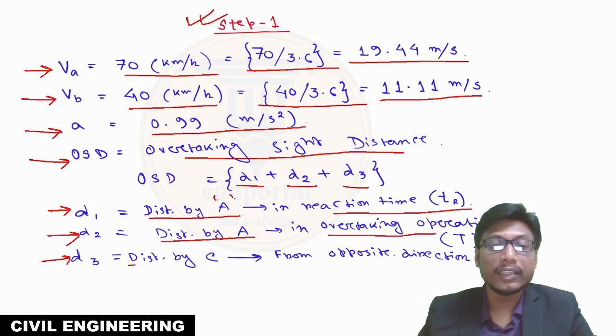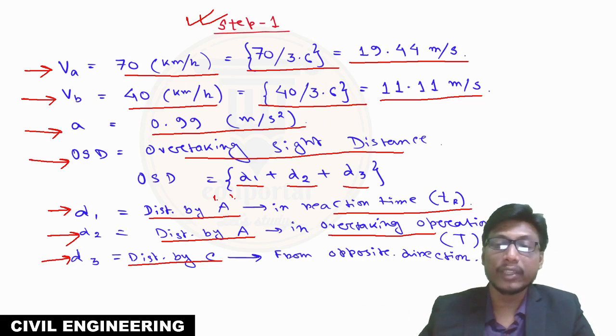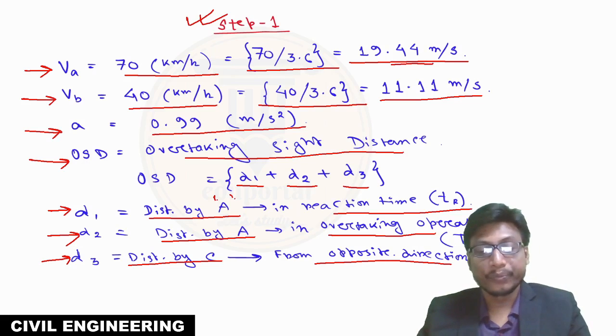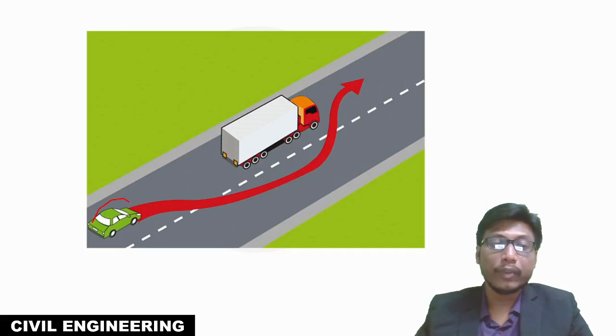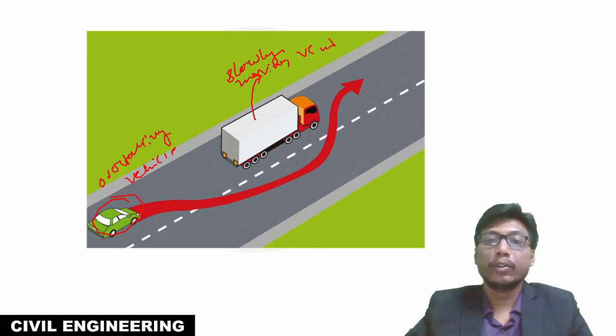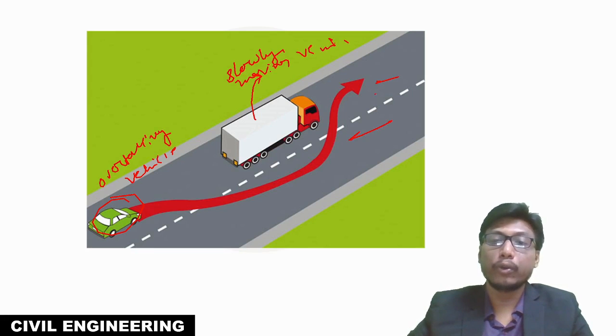And D3 is the distance traveled by C. C is the vehicle that is coming from the opposite direction, and we assume that its velocity is equal to the velocity of the overtaking vehicle, that is VA, 19.44 meter per second. Now, this is the overtaking vehicle, and this is the slowly moving vehicle. So you can see it's a two-way road, and here is the overtaking operation.